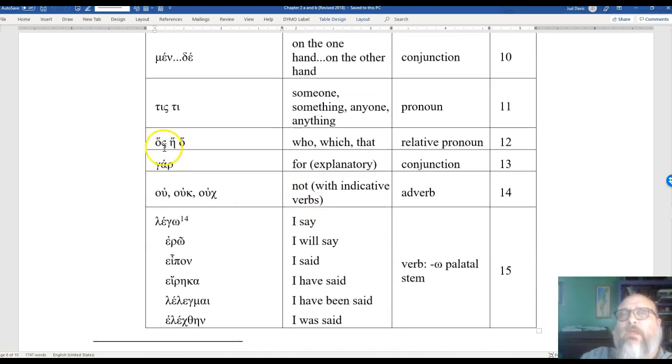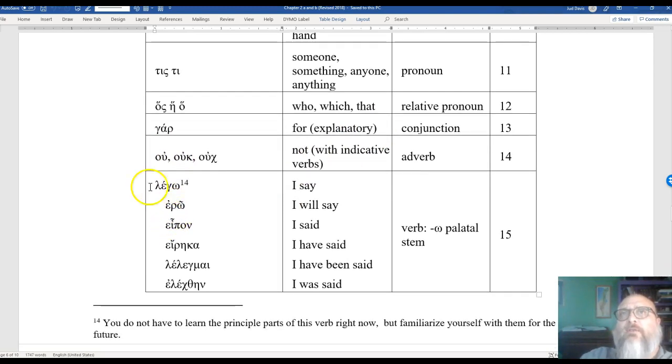Hos, he, ho is the relative pronoun. Gar is the word for, in the explanatory sense. So he did very well, for he studied. This is the word not. This is the word say.